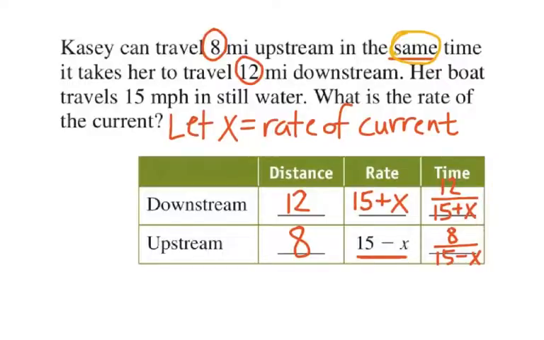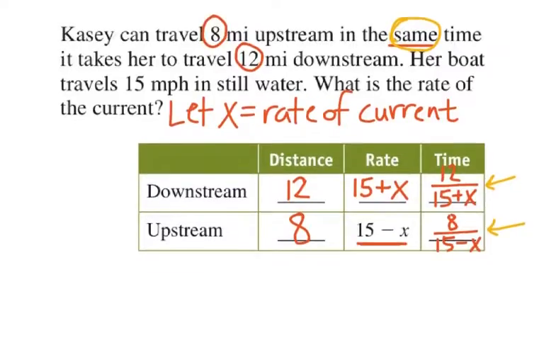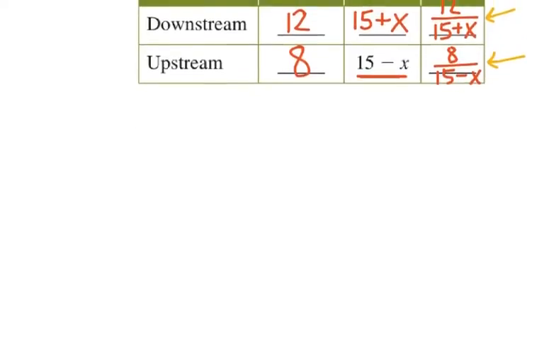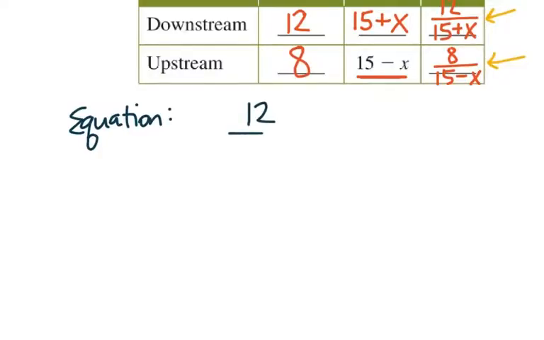So my equation will simply be setting these two times that we have down here in our box equal to each other and solving. So let's go ahead and do that now. And I'll just get a little bit more room. So if I set those two times equal to each other, my equation is basically just going to say that 12 over 15 plus x is equal to 8 over 15 minus x.